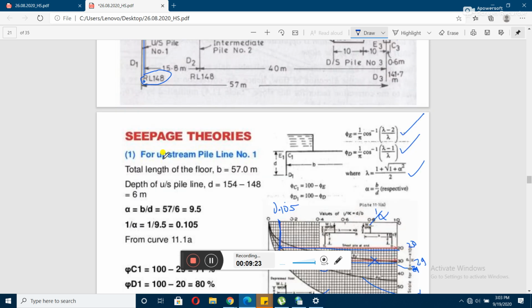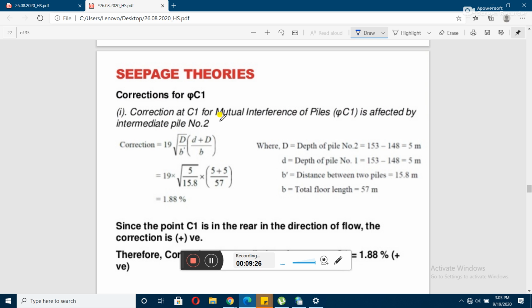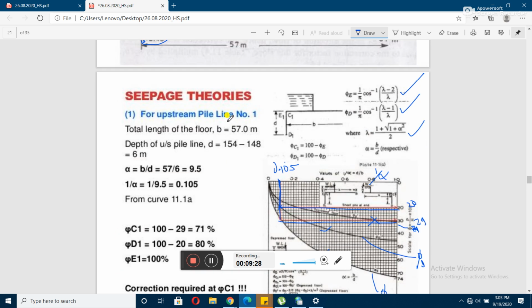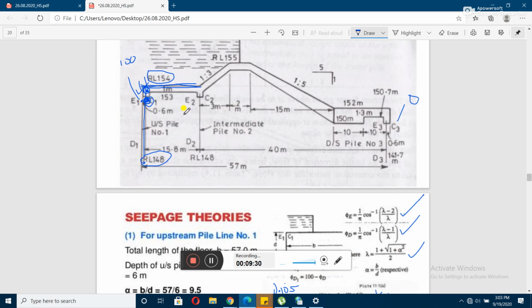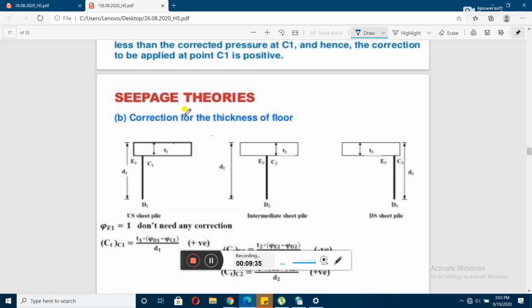Okay, so what will be the correction for phi c1? There will be two such corrections. There are in total 3 corrections. We have seen that. What are the 3 corrections?